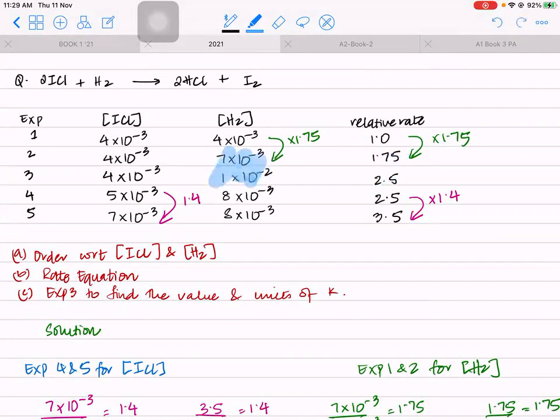So you will do 1 × 10 to the power minus 2 divided by 7 × 10 to the power minus 3. That comes out to be how much? This comes out to be 1.42 something. And then you do 2.5 divided by 1.75. That is also 1.42.